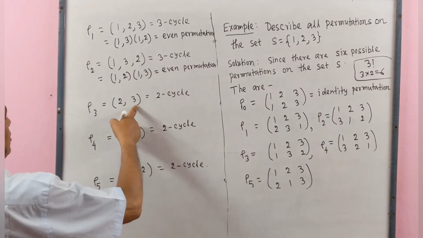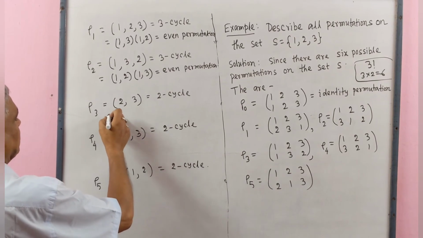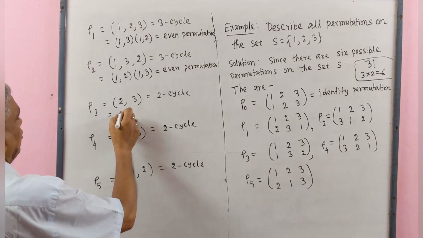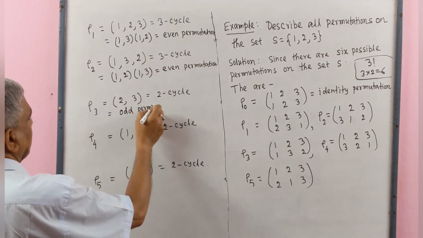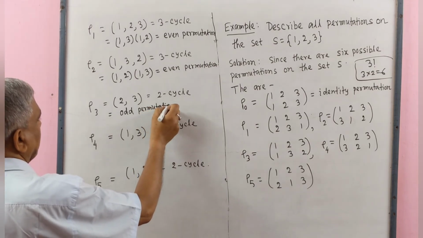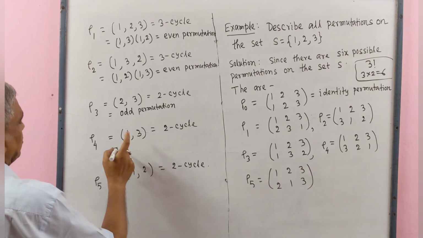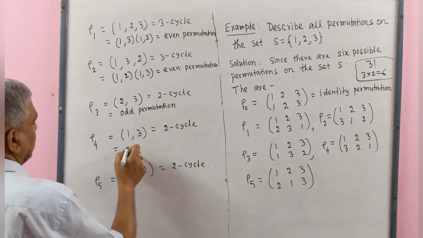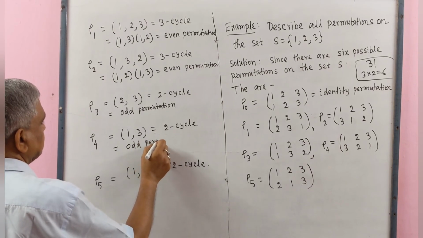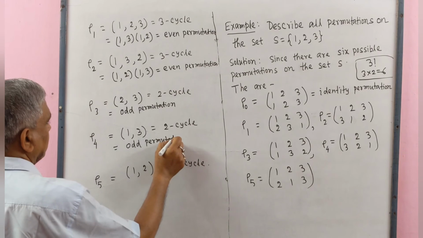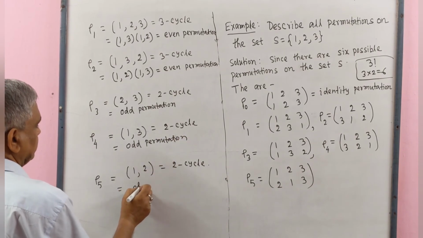Row 3 is a single transposition. So this is an odd permutation. Row 4 is also a single transposition, meaning one transposition. This is also an odd permutation. Row 5 is also an odd permutation.